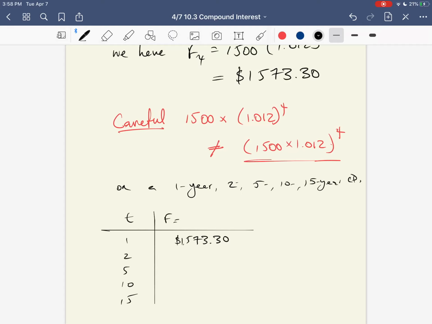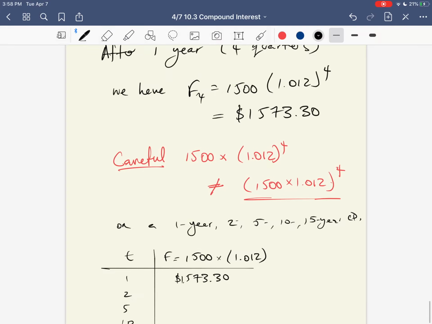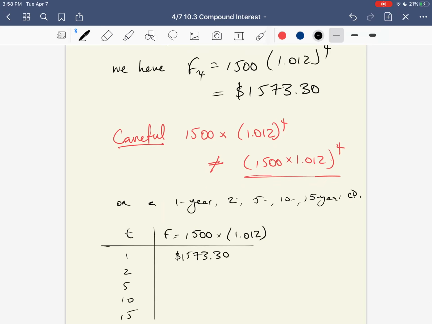Now, what's our formula here? This is going to be 1,500 times 1.012, which is our new rate, raised to the number of quarters that we go through. So I'm going to use capital T to be the number of quarters. T is the number of quarters.